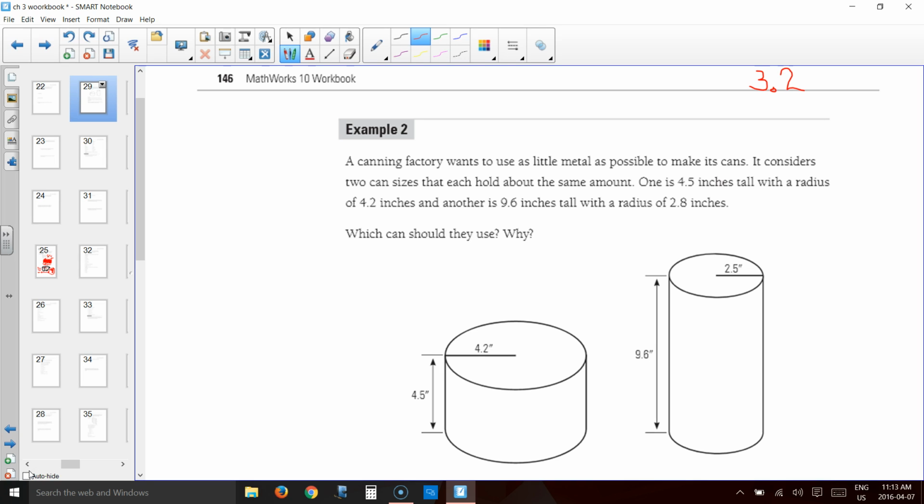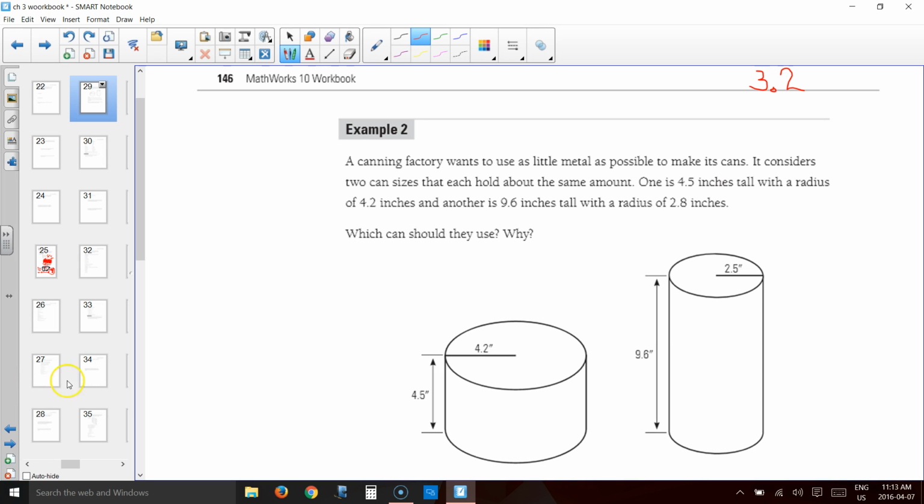So, I guess they're saying that these two containers do hold the same amount of food. It's just a matter of which one of these 2 containers actually uses less metal to make it. And that's what I like about this question, is that it shows that volume is different than surface area, and it shows that you can have the same volume in 2 containers but have totally different surface areas, right?